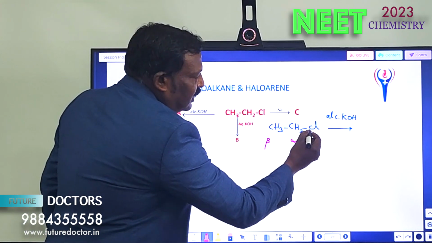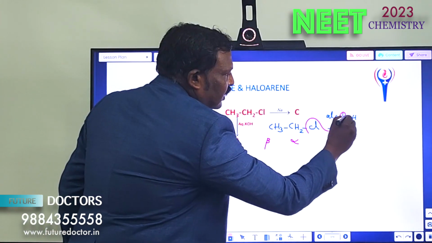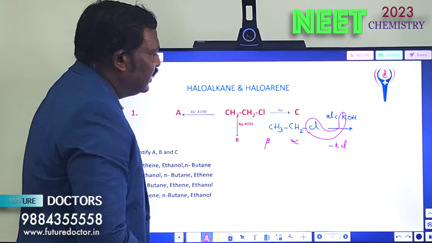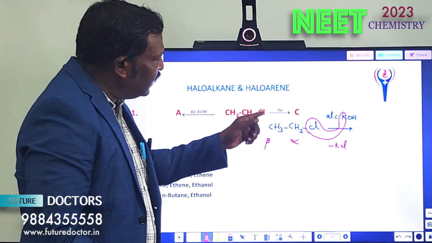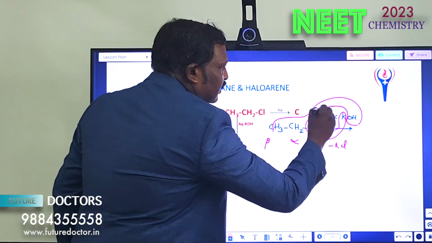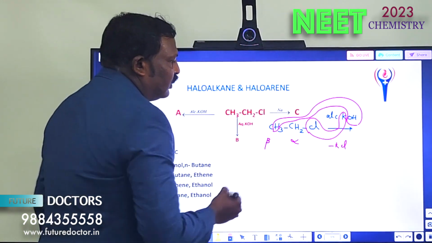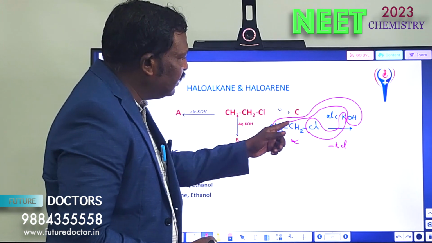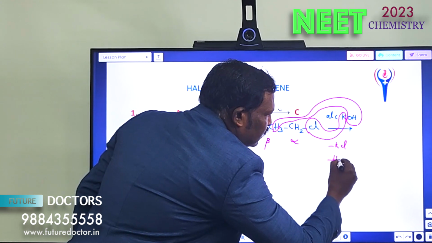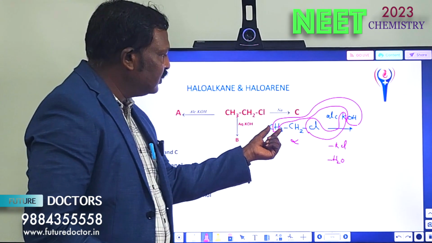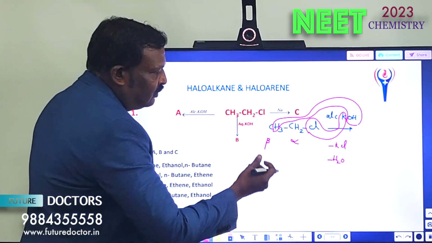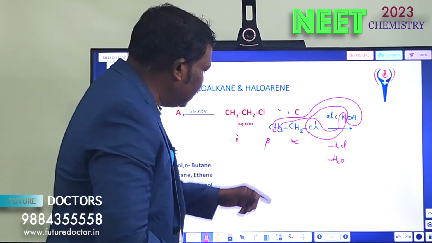Understood? How is the halogen removed? By K, so minus KCl. Then from the beta carbon, hydrogen is removed. This hydrogen reacts with OH, so minus H2O. Only one hydrogen, not 3 hydrogens: one hydrogen from here, one OH group from here. In between alpha and beta only we are removing, so only one double bond will come between alpha and beta.